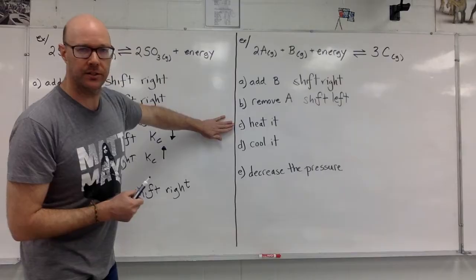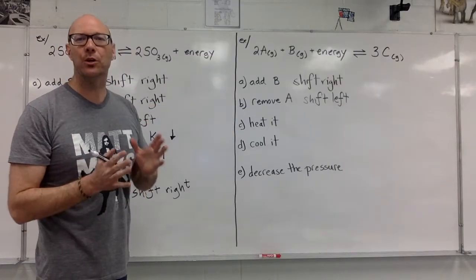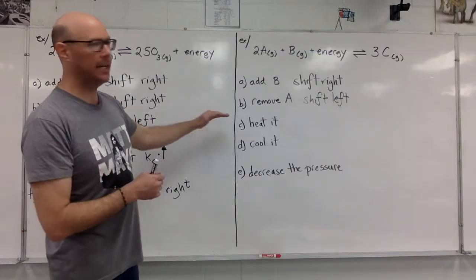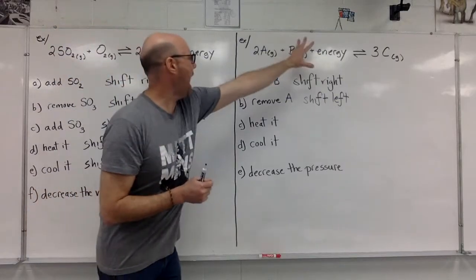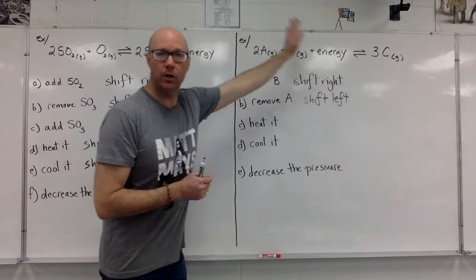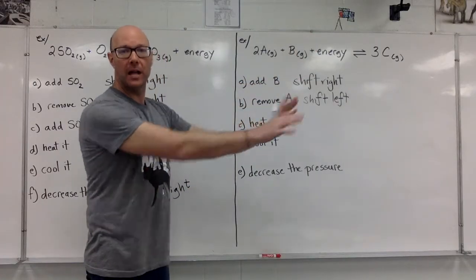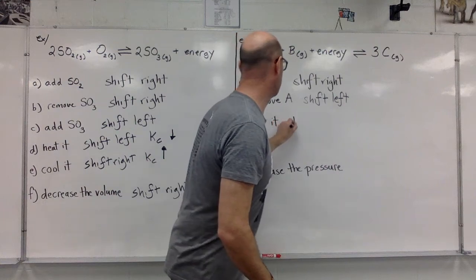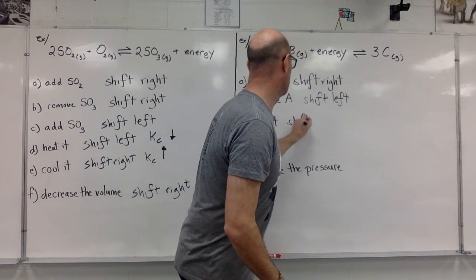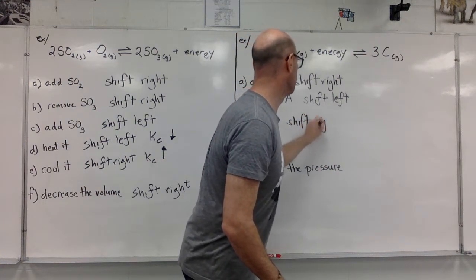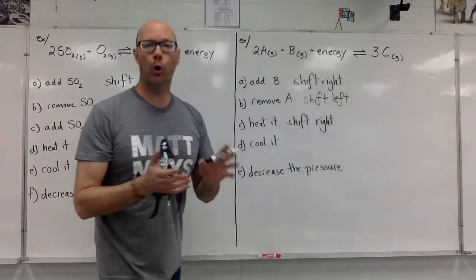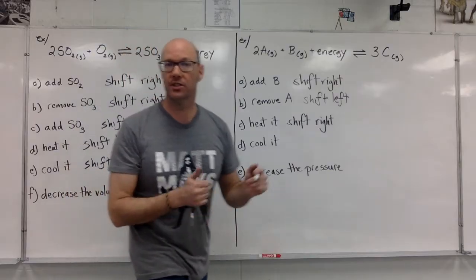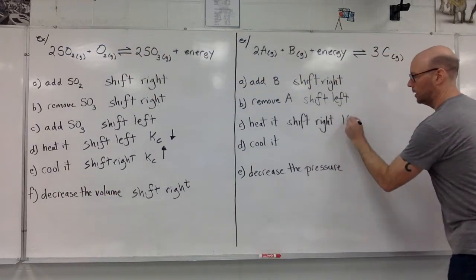If we heat this system, this time it's endothermic. The energy is on the left-hand side of the reaction. Heating it, adding energy, putting energy in, pushes the reaction away. Add, away. So here the shift is to the right, towards the products. And if we end up making more products, the equilibrium constant increases.